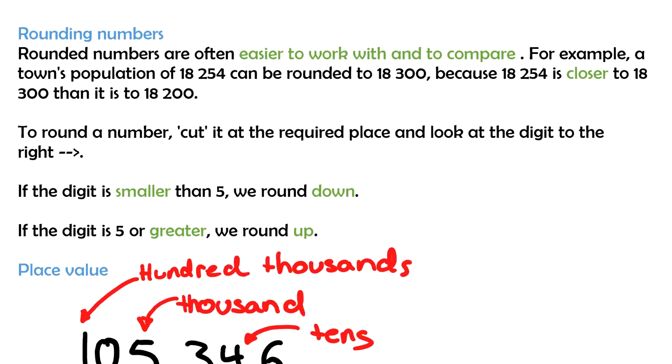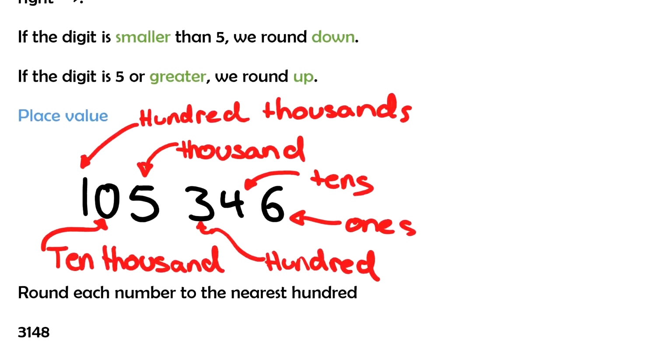So when we round a number, we cut it at a required place and then we look to the digit to the right. Now, if the digit is smaller than 5, we round down. And if it's 5 or greater, we round up. Now, before we begin looking at some examples, we're going to cover some of these place values. On your screen there, you can see what we call each place value. So we've got 100,000s, 10,000, 1,000, 100, tens, and ones. This will be useful as you go through questions which specifically focus on rounding to one of these place values.